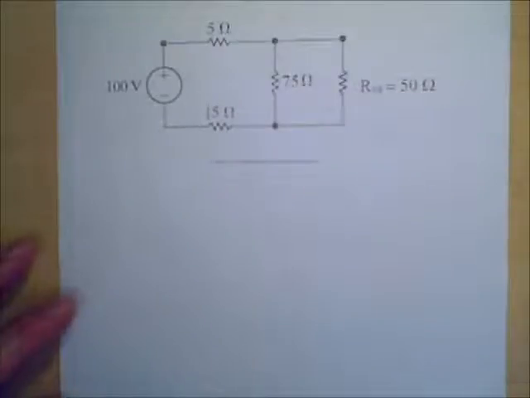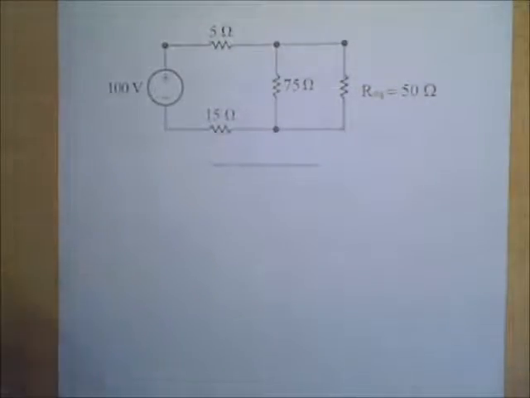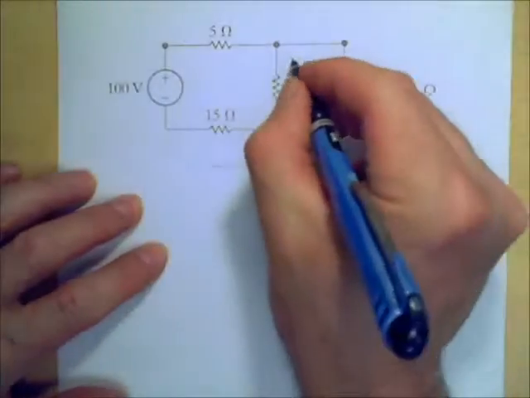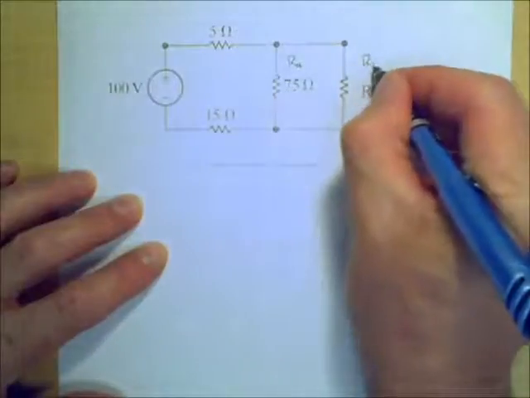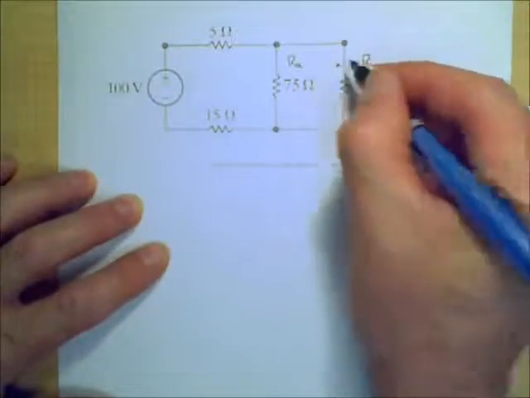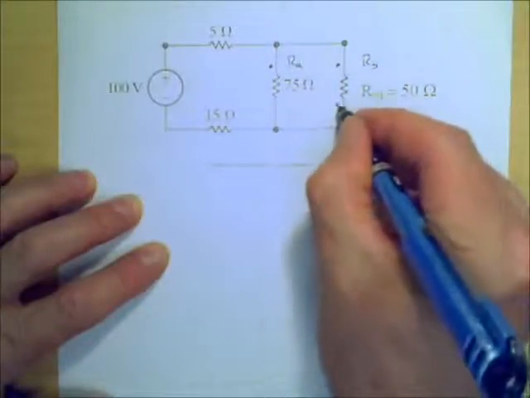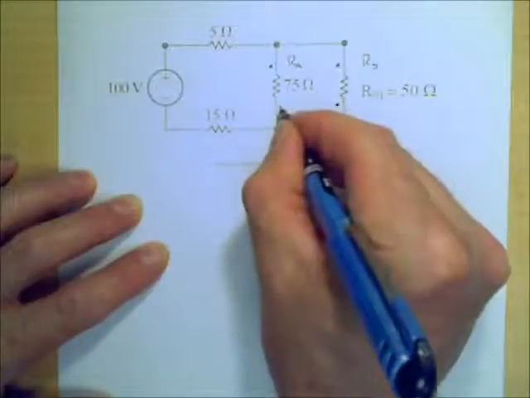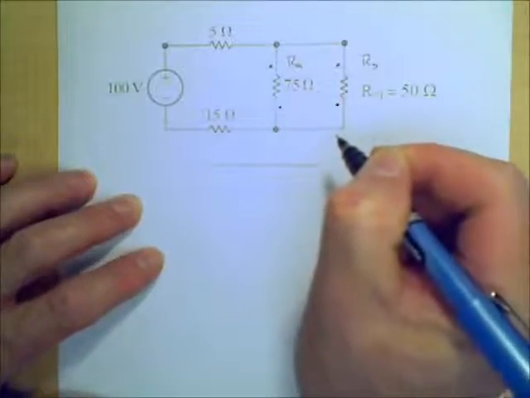We'll show that by replacing the circuit with its equivalent resistance, a 50 ohm resistor. Now we're left with two resistors, RA and RB, and we'll note that those are in parallel. The top of RB is connected to the top of RA. The bottom of RB is connected to the bottom of RA, and so those two resistors are in parallel.